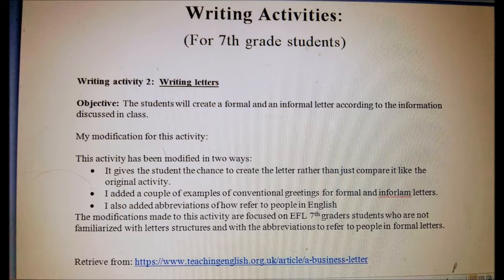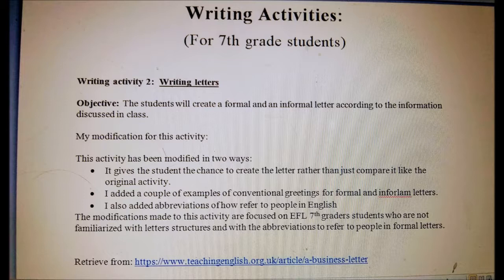Okay, now we are in activity number 2, writing letters. The objective for this activity is the student will create a formal and informal letter according to the information discussed in class. This activity has been modified in 3 ways.